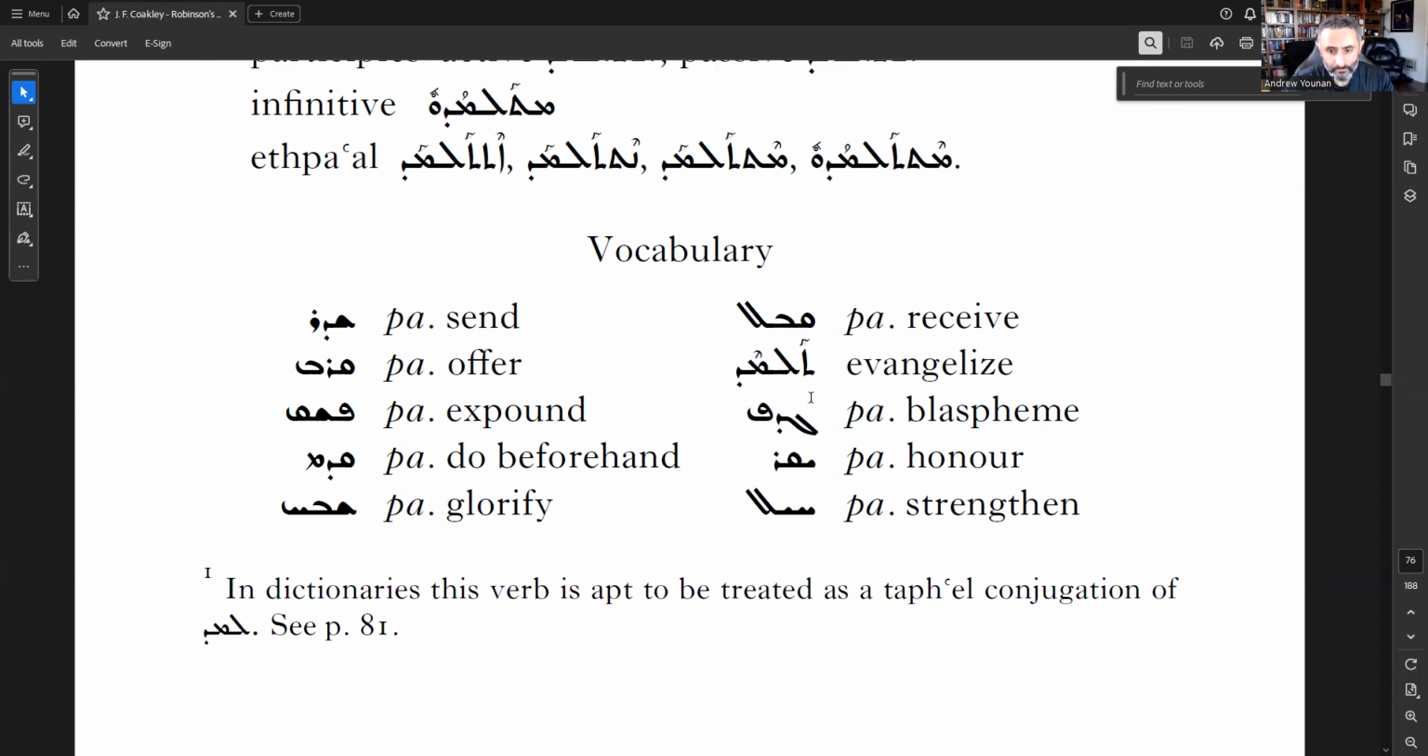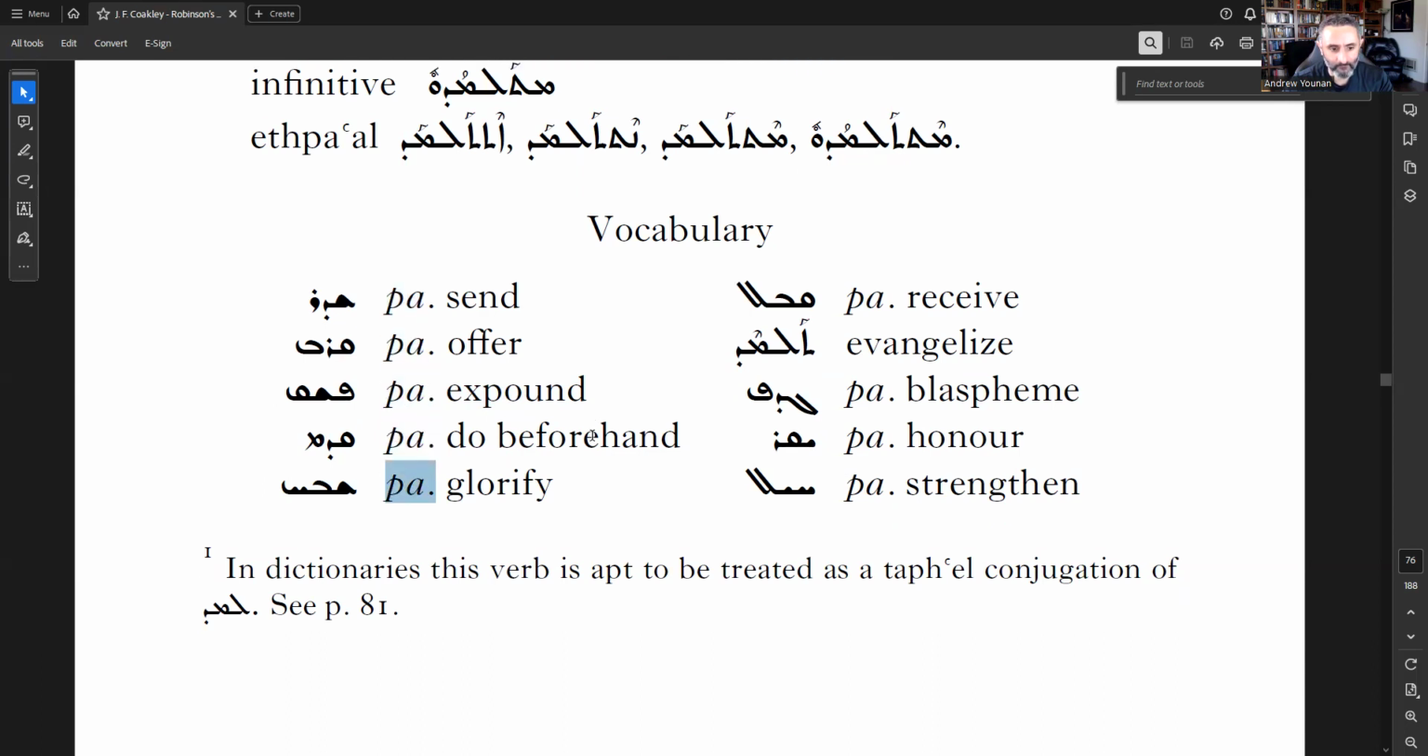Okay, vocab. Qabbil, to receive. Talmid, to evangelize. Gaddip, to blaspheme. Yaqqar, to honor. Hayyir, to strengthen. Shaddar, to send. Qaru, to offer. Or qarru, to offer. Peshek, to expound or explain or comment on or translate even. Qaddim is to do beforehand. Shabbah, to glorify. So all this means they're the pa'al. That's what he's giving you the meaning of.